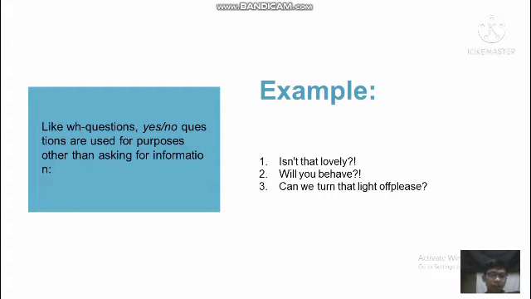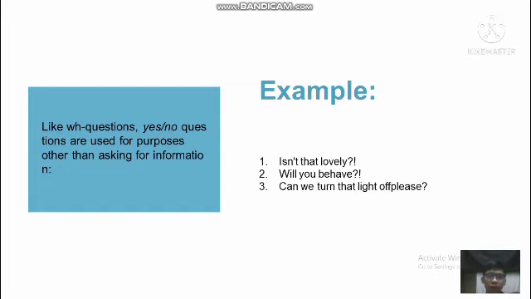So the interrogative construction in number one expresses an exclamation, as in, how wonderful. Isn't that lovely? So it expresses an exclamation. And then second, will you behave? Is a directive. So number two is a strong demand.